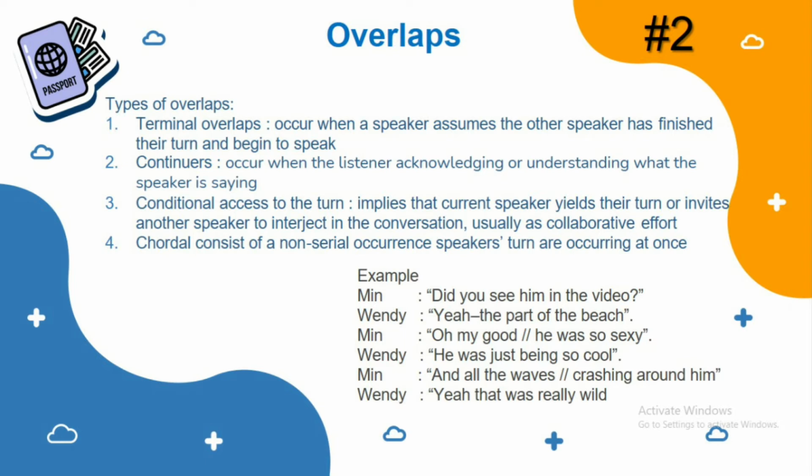It implies the current speaker yields their turn or invites another speaker to interject in the conversation, usually as a collaborative effort.